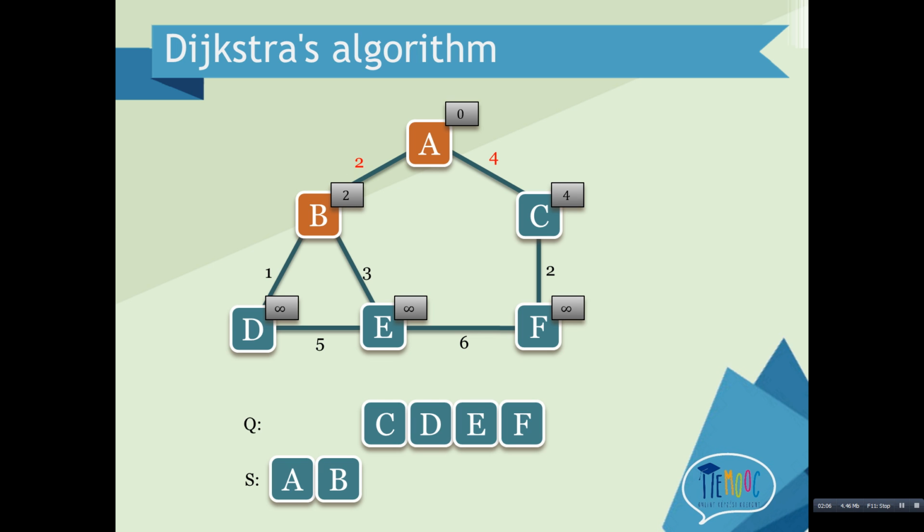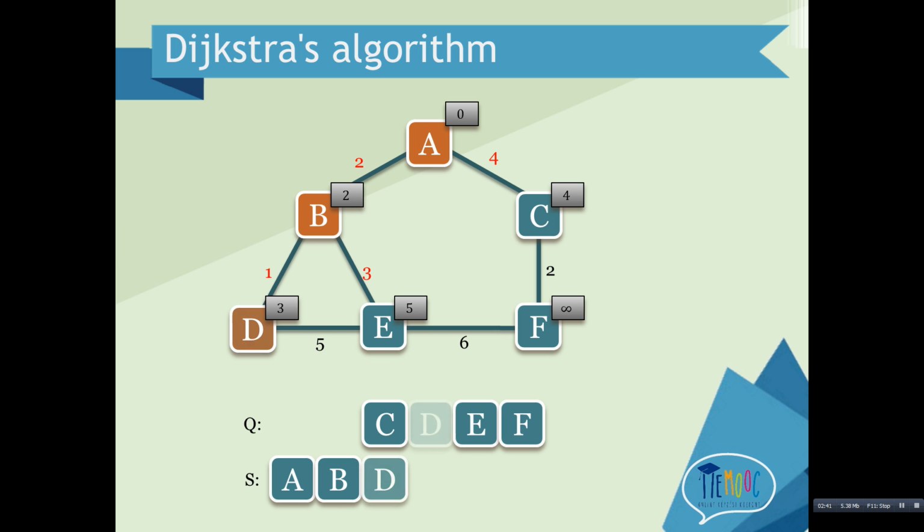So we continue with the vertex B. We can move it into the set S. In the next step, we will update the vertices which are the neighbors of the vertex B. From here we can reach the vertex D with 1 cost and E with 3. So the cost of D will be 2 plus 1 equals 3, and the cost of E from A will be 2 plus 3 equals 5.